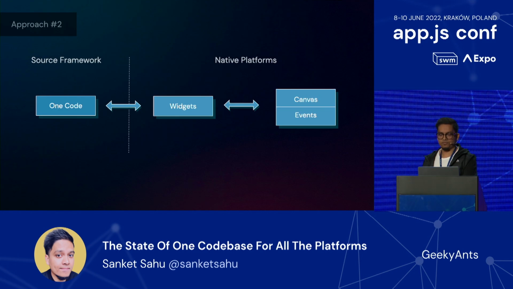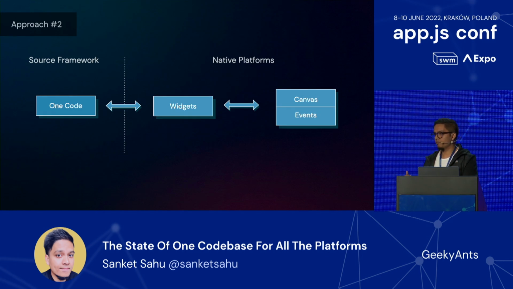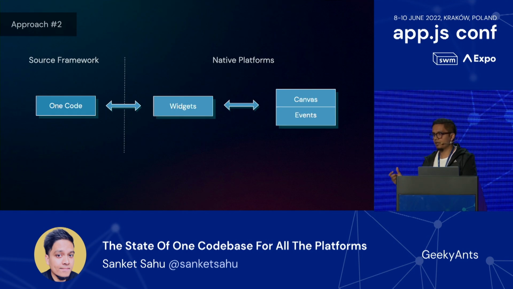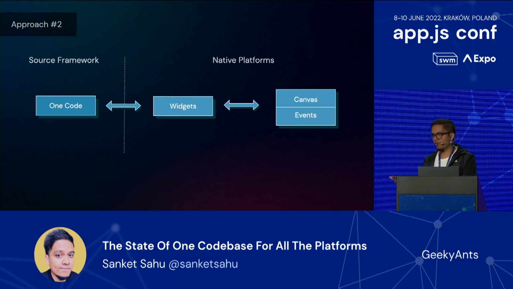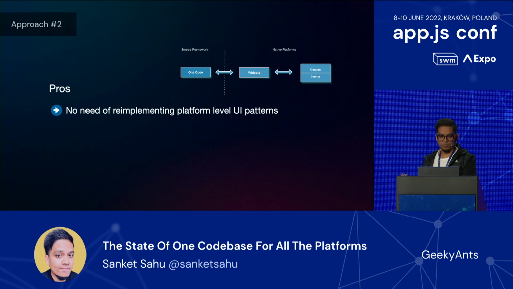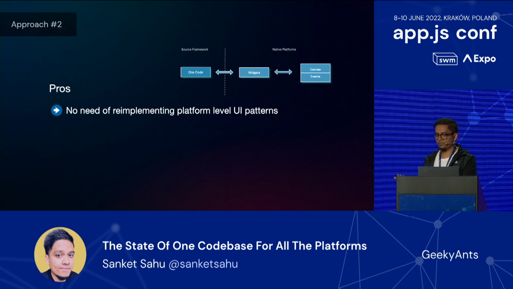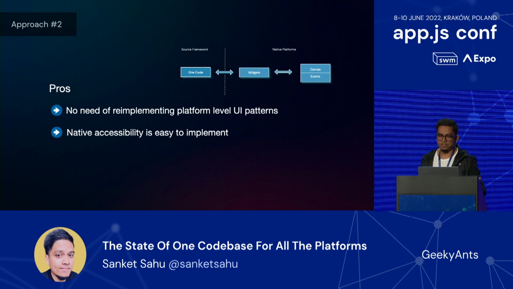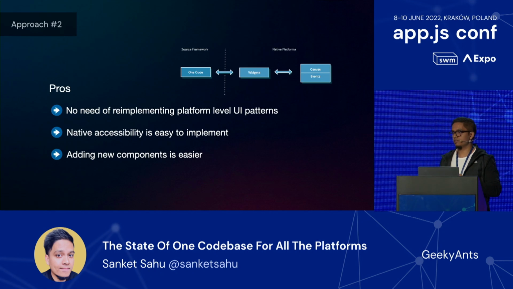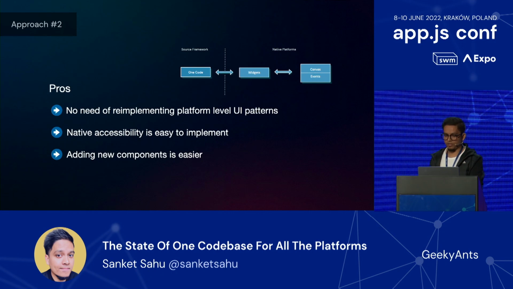Then we have the second approach, in which we use the native widgets. We use the native OEM widgets, that's what we call it. And we wire it up with a thin mapping, and then rely on the platform for things like accessibility and functionality. So it has some good advantages, like no need to re-implement the platform components and UI patterns, for example. Native accessibility is very easy to implement. And adding a new component is easy: you can straight away use the existing platform components and wire it up with minimal API. And you don't really need to recreate those components.